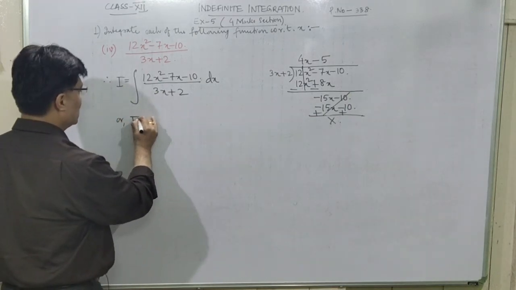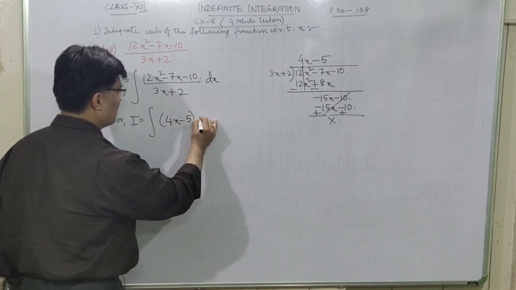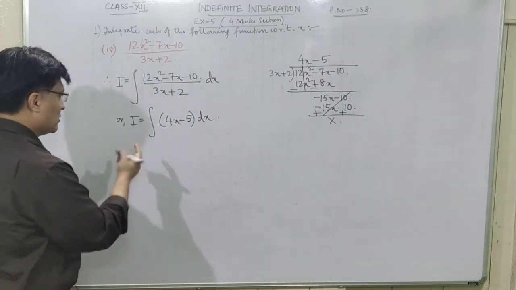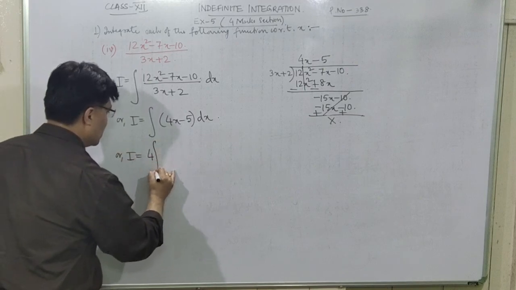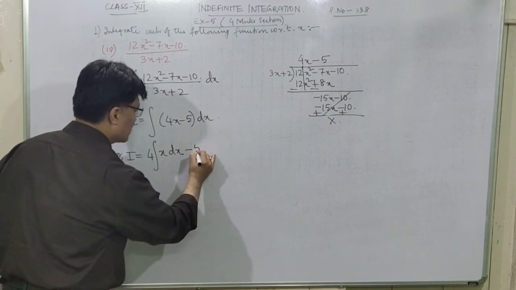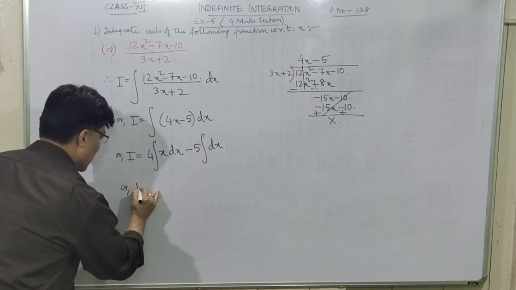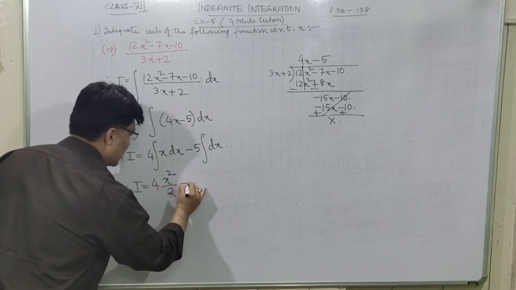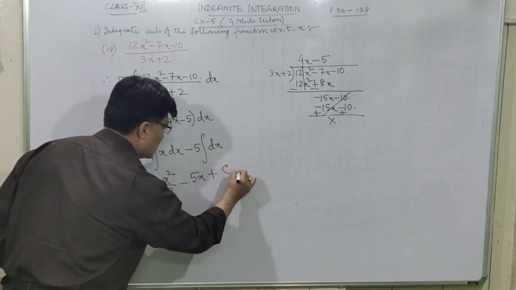So I is equal to integration of, within bracket, 4x minus 5, bracket closed, dx. Okay. Now you can separate the terms and then you can integrate it. So I is equal to 4 integration of x dx, we are separating the terms, minus 5, which is constant, integration of dx. Okay. So I is equal to 4 into, what is integration of x? This is x square by 2, minus 5, what is integration of dx? That is x. So we have finished integration.